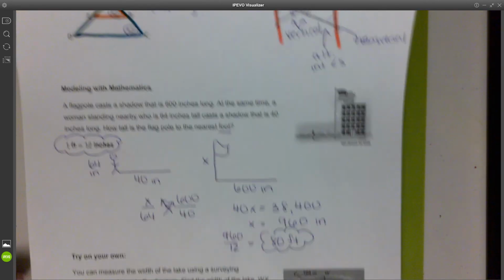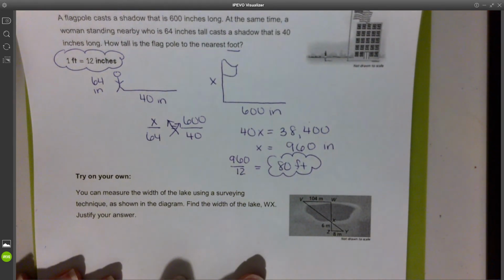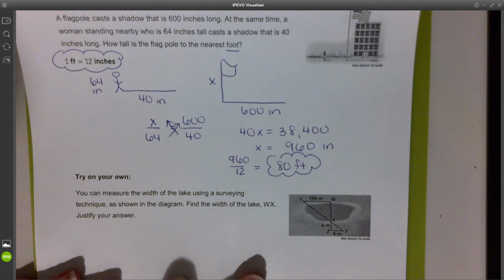All right, last problem. It says you can measure the width of the lake using a surveying technique as shown in the diagram. Find the width of the lake, WX, and justify your answer. So I would like you to create your proportion, cross multiply, and solve. This problem does not require any unit conversions, so you're just going to set up and solve, and then you're finished. All right, so let's take a look.